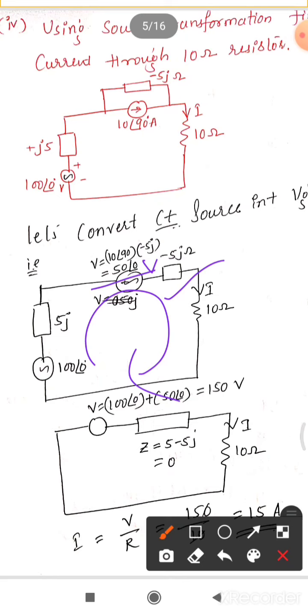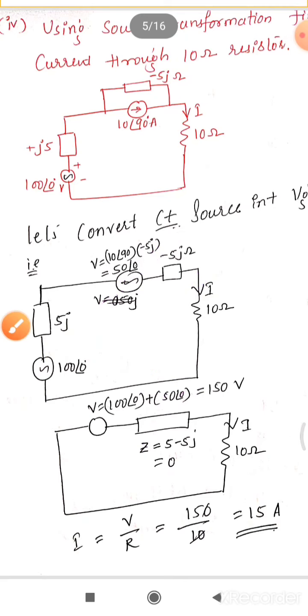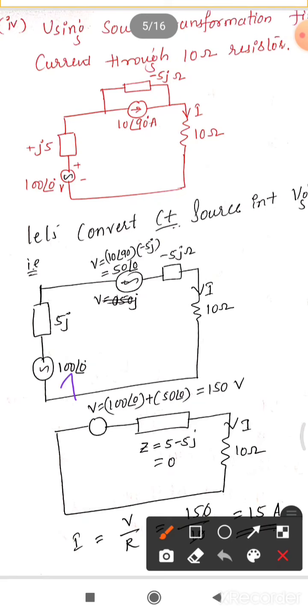Before that, observe that this is plus 5j and this is minus 5j, so this will be 0, right? So this impedance goes to 0. Then the voltage sources you can add. One voltage source is 100 at an angle 0, another one is 50 at an angle 0. When you add these two, you get 150 at an angle 0 volts. Voltage source you have got, impedance is 0. Then what about this resistance? It will be 10 ohm.